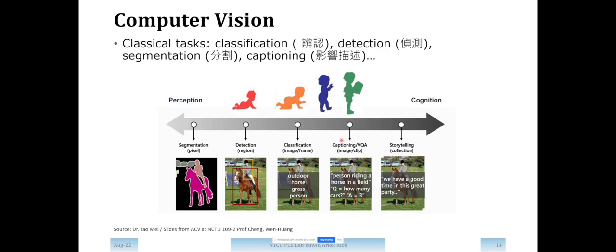But aside from that, we have other kinds of tasks that are more complicated, that are about getting a higher level understanding of what's in the picture. For example, describing what's in the image, which is image captioning. Basically, we are describing what's happening in the picture, like a person riding a horse in a field.